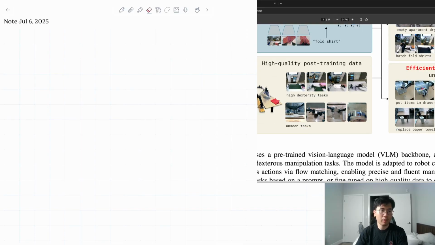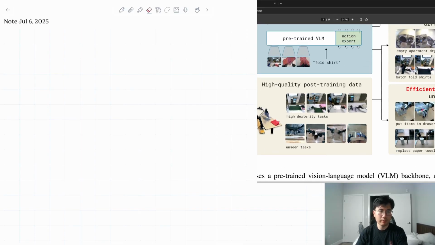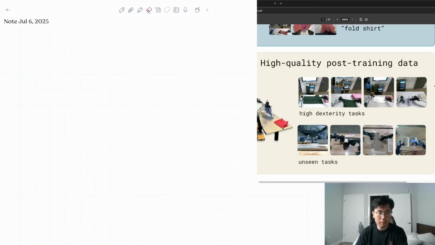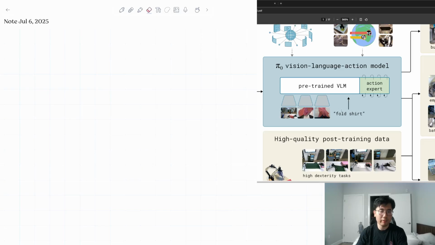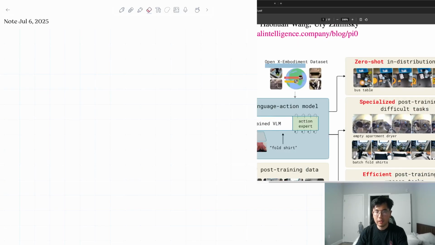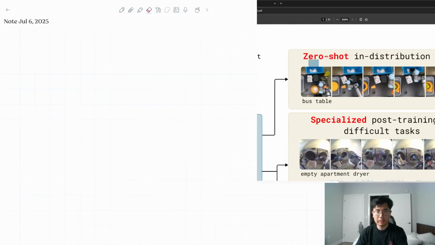Then, to make it work well on a specific robot, they do post-training, which just means you feed it robot-specific data. Say you have this robot that you want to do t-shirt folding, or folding pants. You collect some data on this robot station and fine-tune your model. And then what they claim is that it can zero-shot in-distribution tasks, meaning if you have the same task in a new setup, you can zero-shot it.